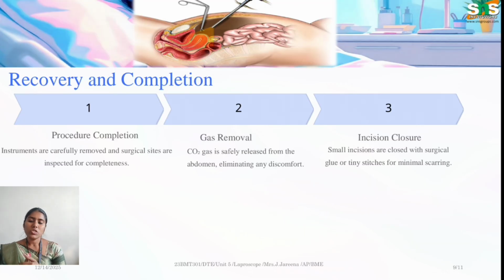On recovery and procedure completion, once everything is done, the surgical sites are inspected for completeness. Then slowly we have to remove the CO2 gas which was injected during the incision. That has to be eliminated without discomfort to the patient. Finally, we close the incision, because the small incision required to send in the laparoscope has to be closed either with surgical glue or stitches.